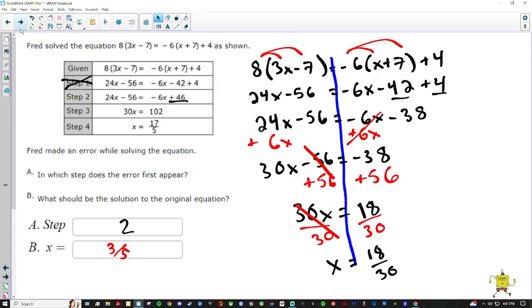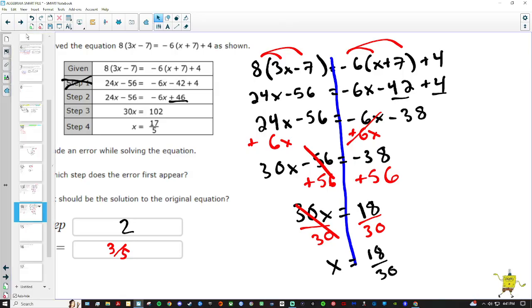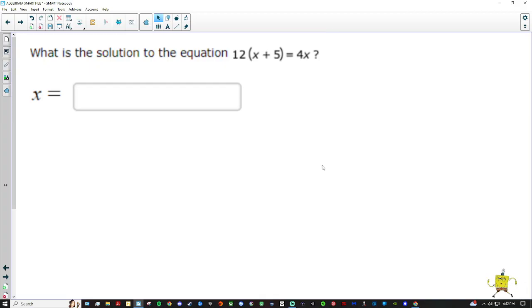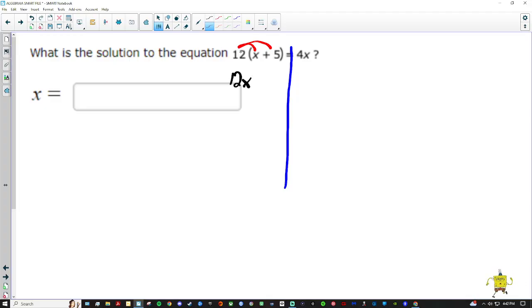All right, next problem. We just have 3 left. Okay, what is the solution to the equation? So easy peasy, we're just solving the equation. Okay, so I'm going to draw my waterfall down the equal sign. I look for the distributive property. I can multiply 12 through. I get 12x plus 60 equals 4x.